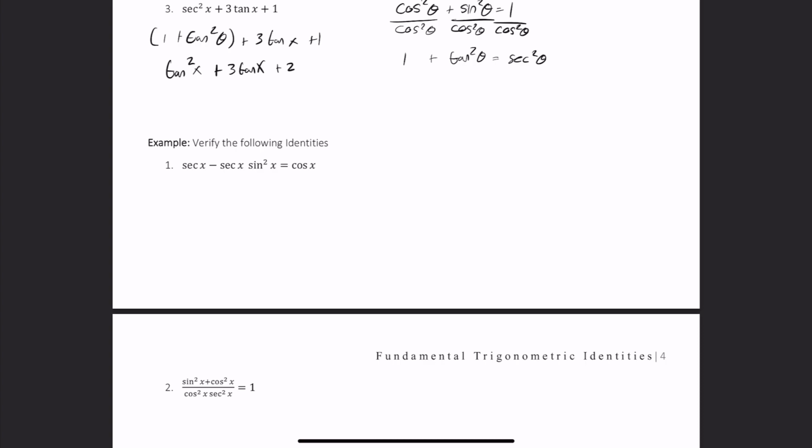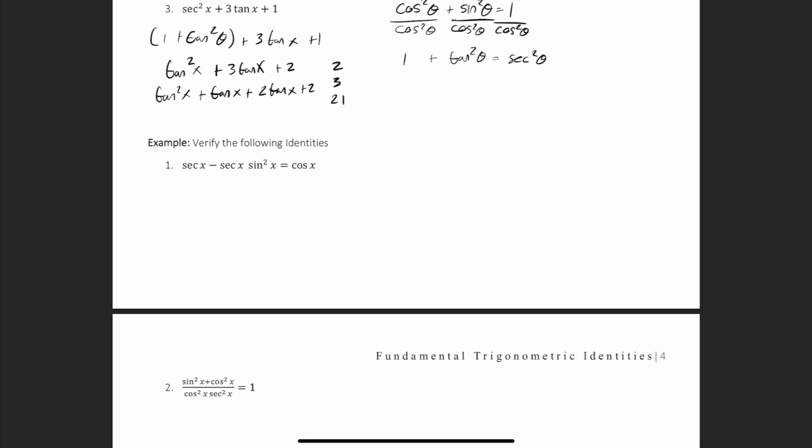Okay, so what multiplies to 2 and adds to 3? Okay, so that is 2 and 1. So we'll have tangent squared x plus tangent x plus 2 tangent x plus 2. So these two add up to 3 tangent x and multiply to 2 tangent. I just multiplied to 2.